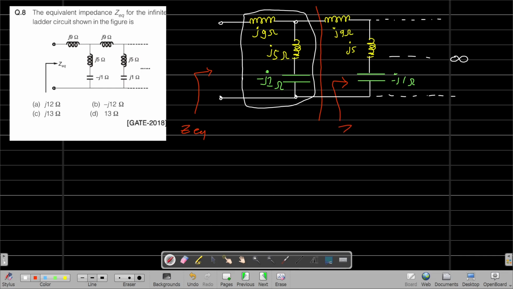then the equivalent impedance will be the same, because it's like if we take out one drop of water from the ocean, then the volume of the ocean will be the same. It won't be affected if we cut this small, single network. Let's redraw this circuit again.